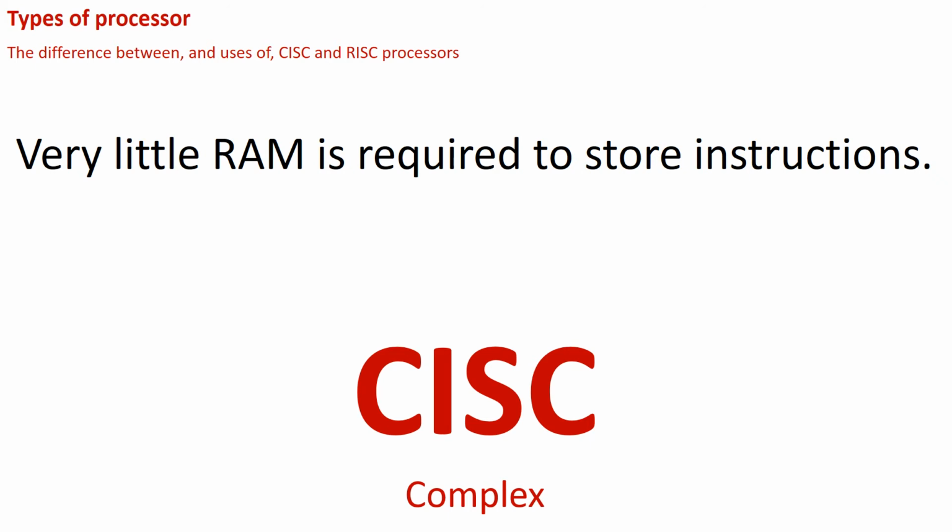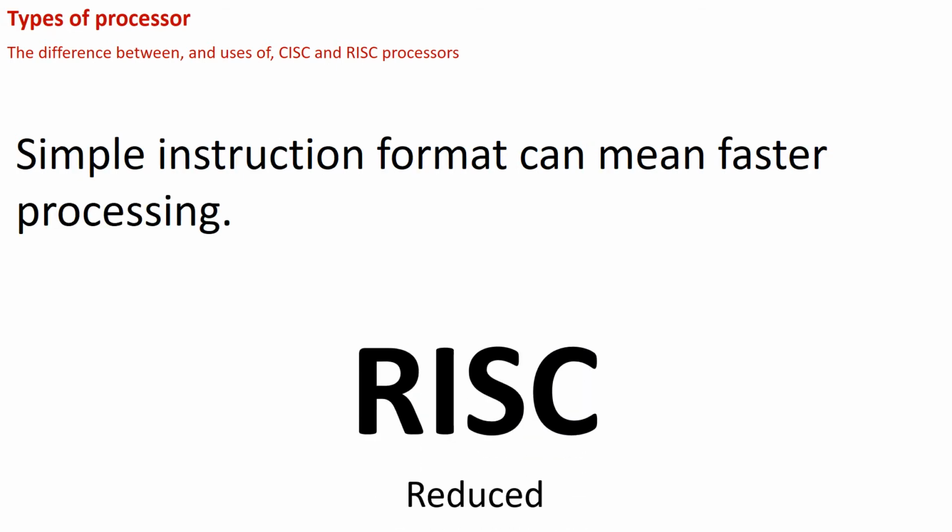Very little RAM is required to store instructions. This is a CISC processor. Remember that the instructions are all in one in CISC, so you'd have a load and store, so you only need one location in RAM. A simple instruction format can mean faster processing. Which one do you think it is? The answer would be RISC.